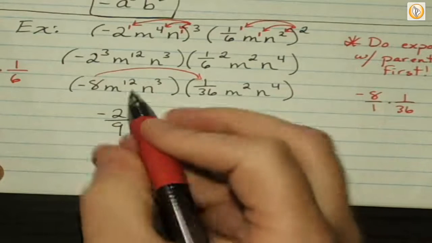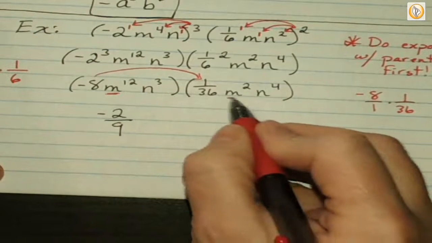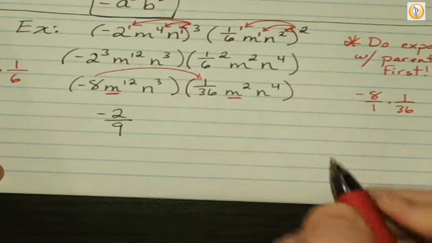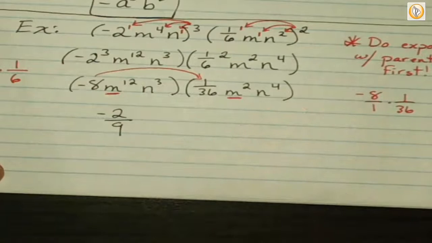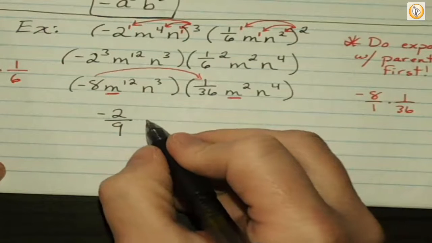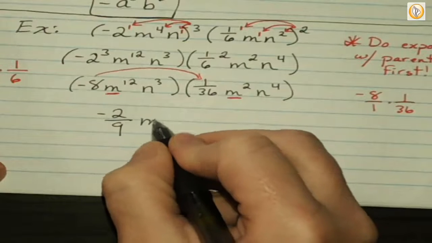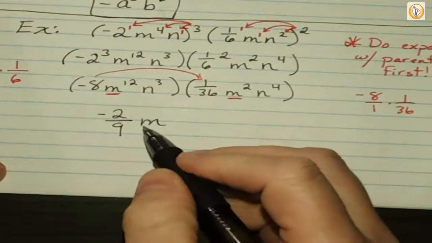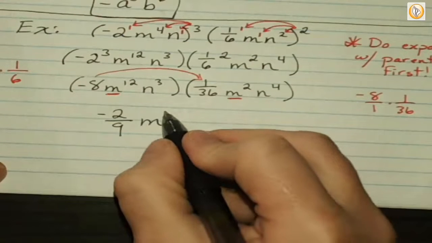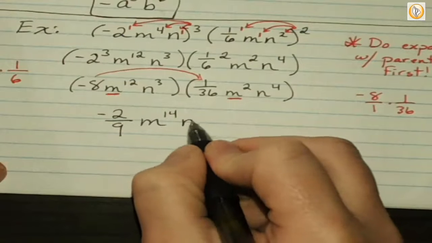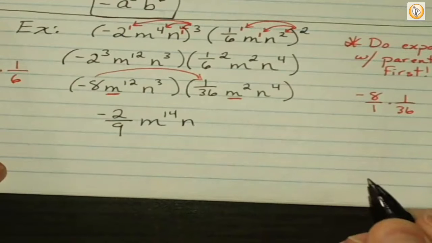Now, we have m and m, bases are the same. So Cecilia, what do we do to our exponents? You add them. So that would give me m to the what, Cecilia? 14. And then n to the what, Michael?